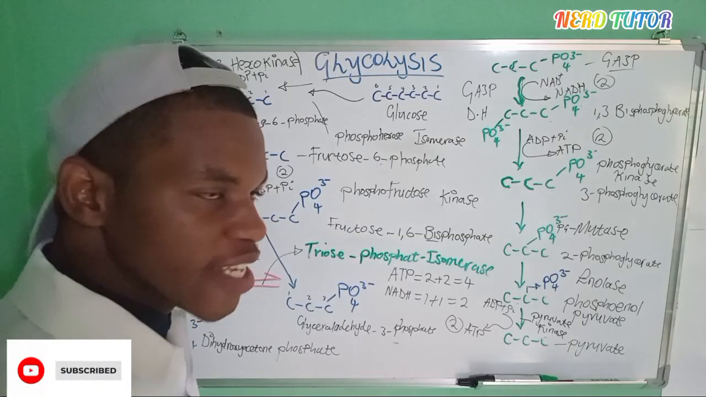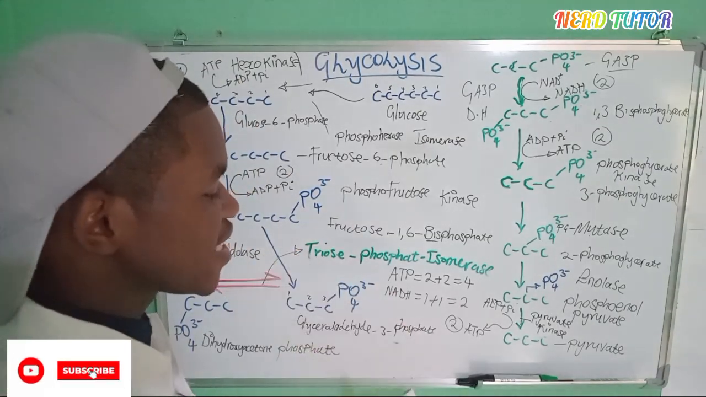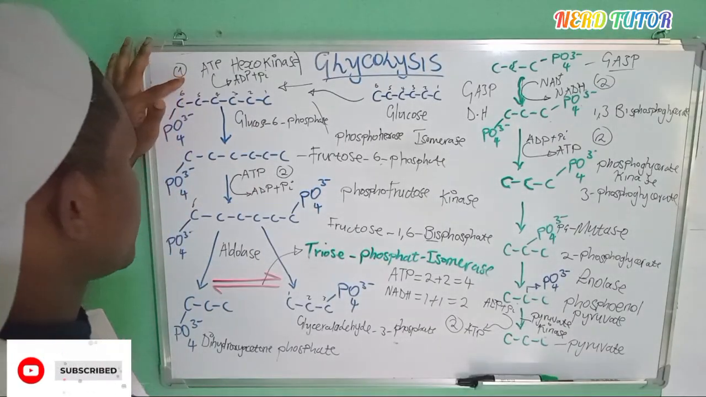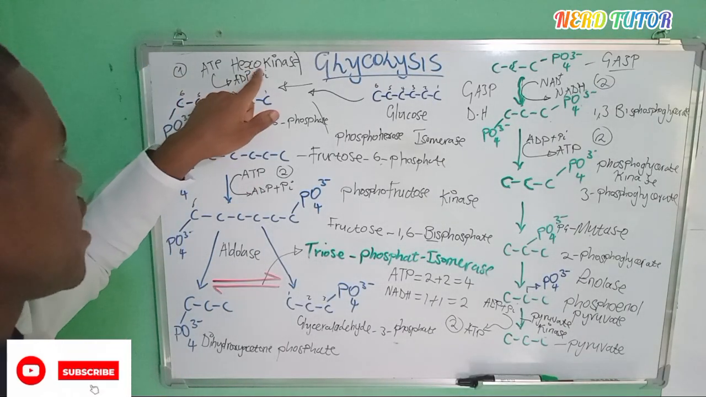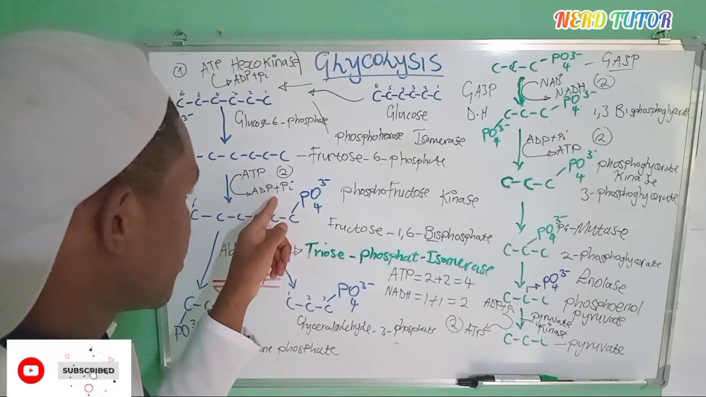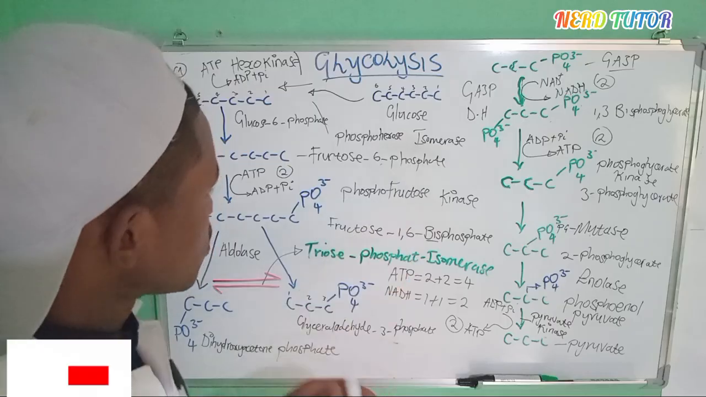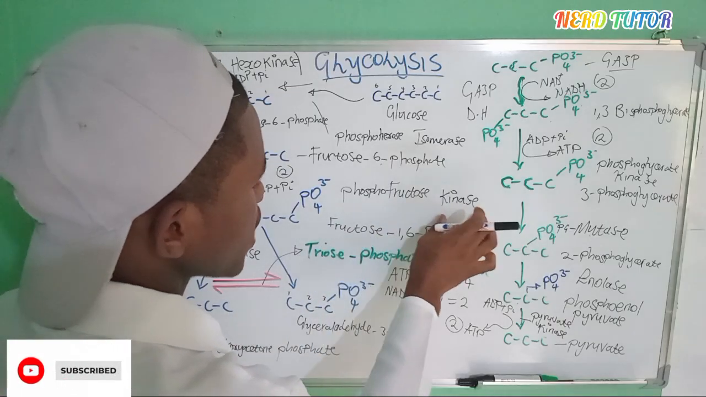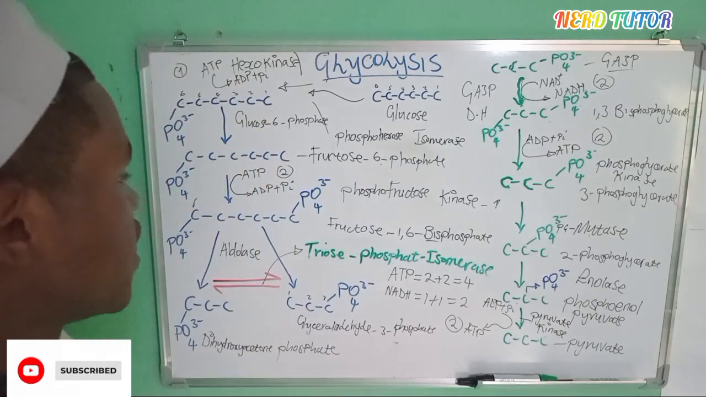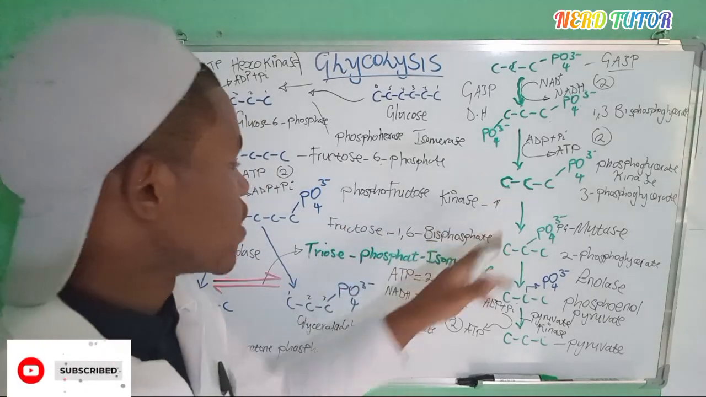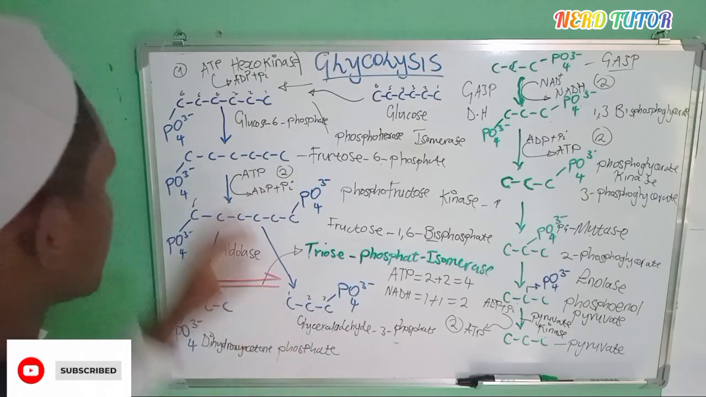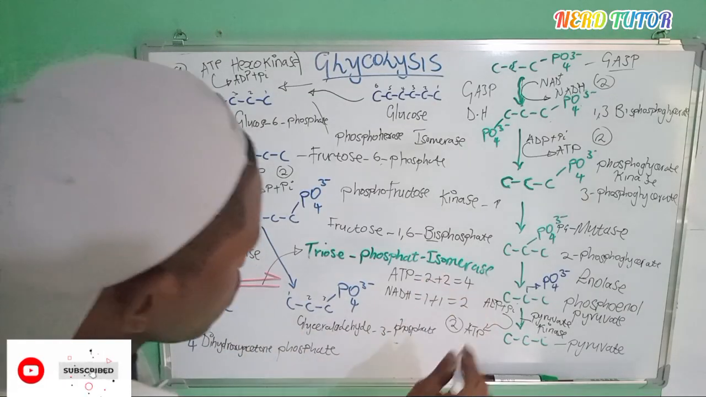Now let us go back and see how many ATPs we used, so that we count the net ATP that we have. We used this ATP here, 1, by the enzyme hexokinase, and then the other ATP that we used was here, by which enzyme? Phosphofructokinase 1. That is the name of the enzyme. So we used ATP even here. So 1 plus 1, 2. So we used how many?